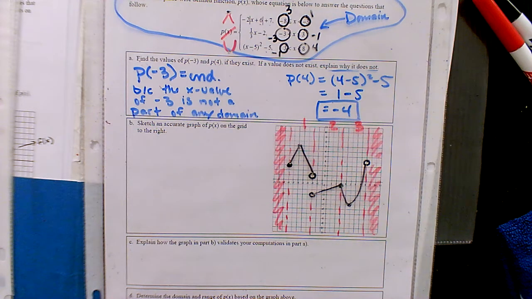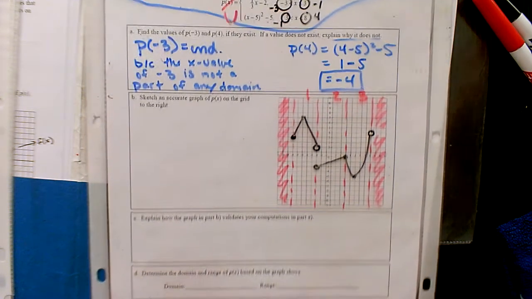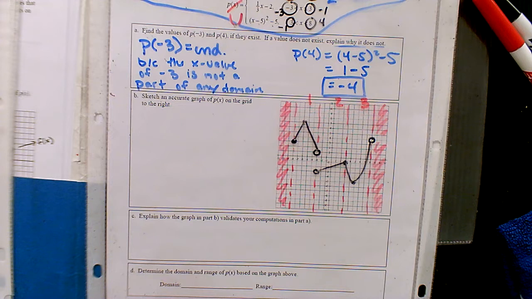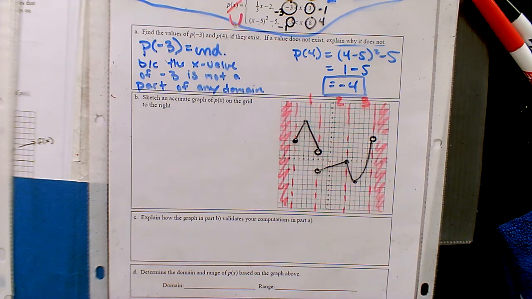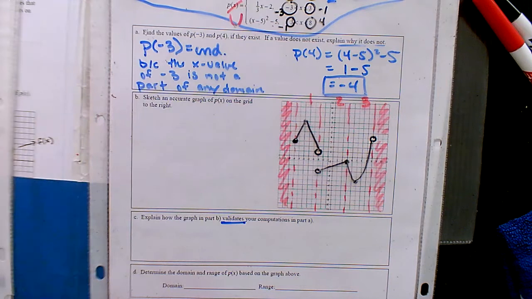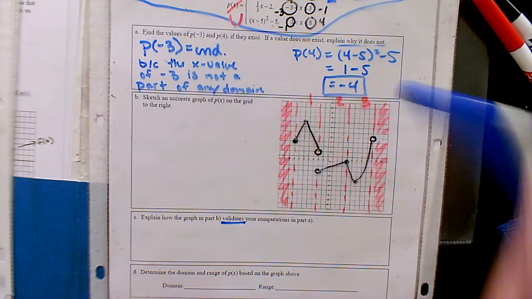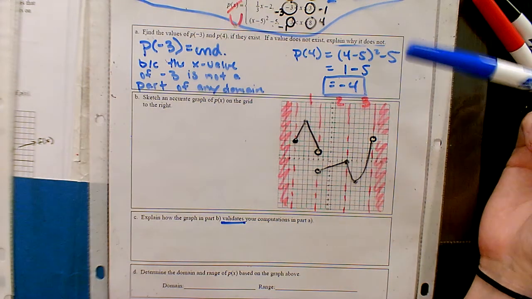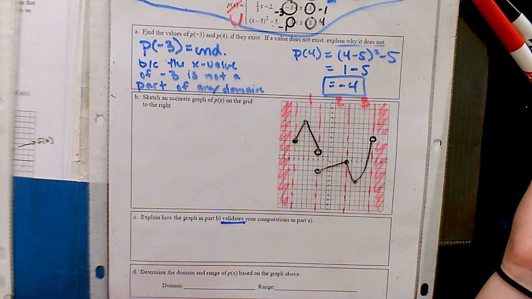Are we starting to get the use of these piecewise functions? Whether you do kind of my thought process or your own, we can get that graph. Perfect. All right, let's try the next question. Explain how the graph in part B, so what we just did, validates or confirms what we did in part A. So in part A, we said that the x value of -3 was undefined and the x value of 4 was -4. How does this graph confirm what we did?